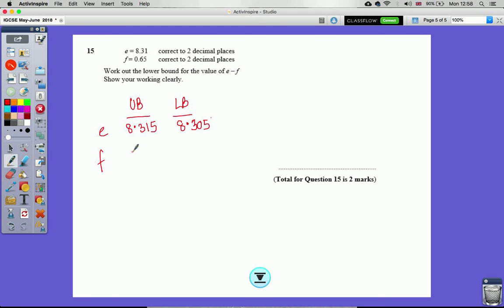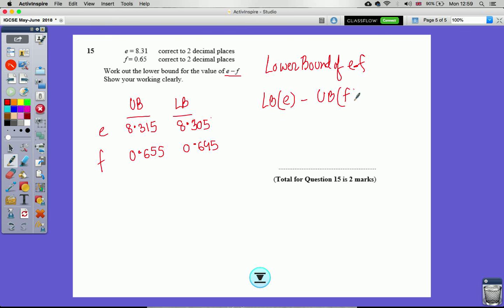The upper bound for F will be 0.655. The lower bound will be 0.645. Now we need to find out the lower bound of E minus F. So we know that lower bound of E minus F is going to be lower bound E minus upper bound F.